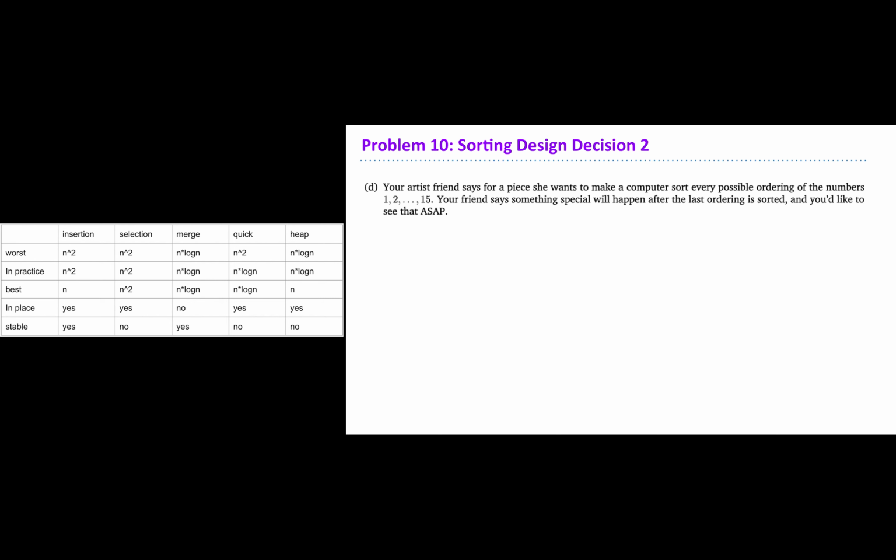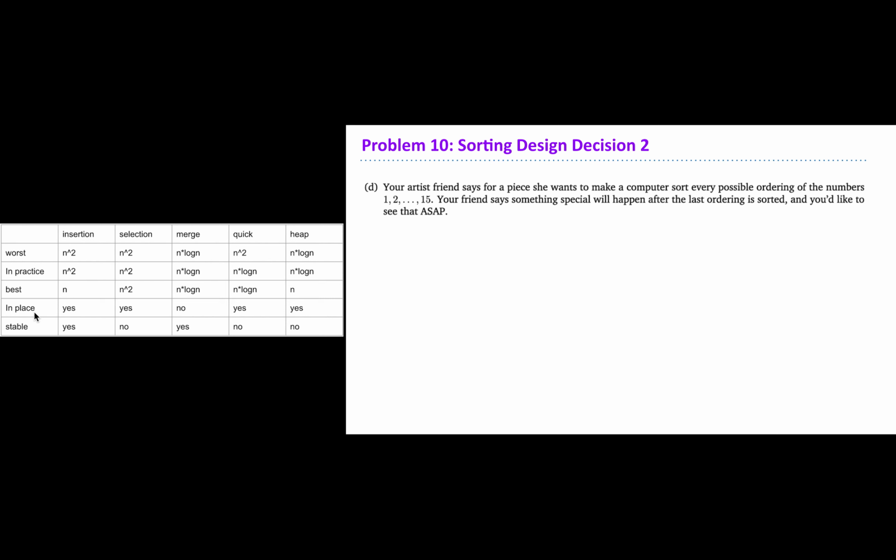So we're basically going to see every possible ordering of the numbers 1 through 15. And we want to know what sort should be used here. So again, I would think about which of these variables, like worst, in practice, best, in place, stable, which one should we try to optimize for in this case? If we're sorting every single possible ordering of the numbers 1 through 15, which one might we want to focus on in this problem?